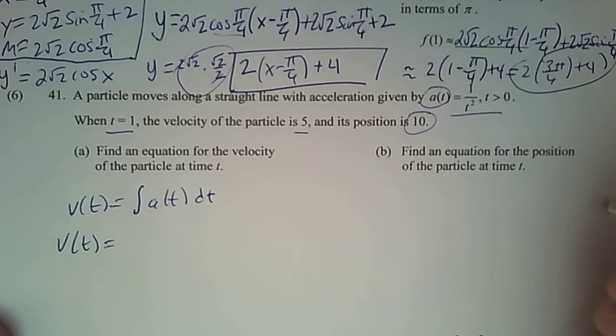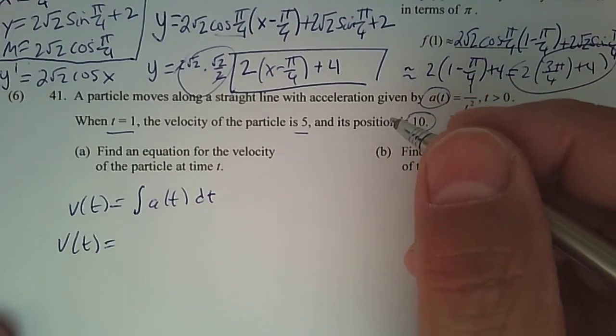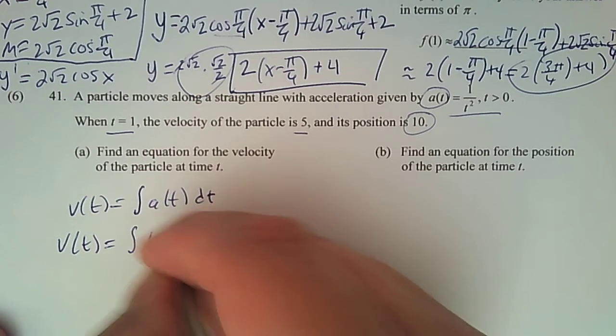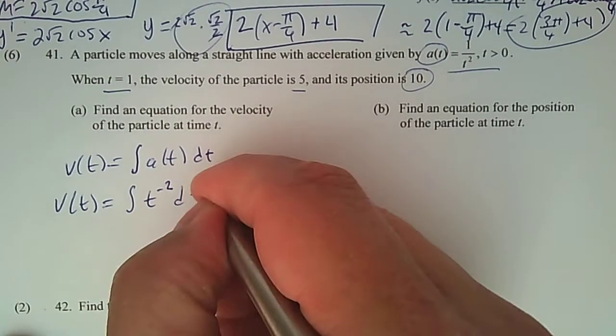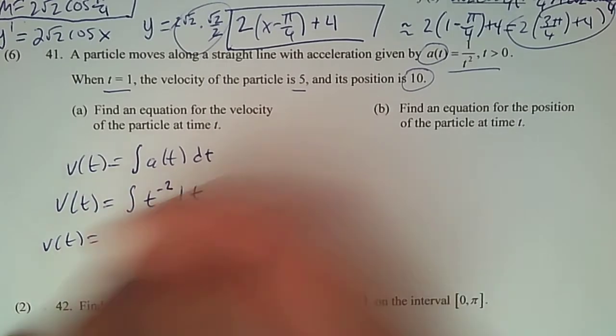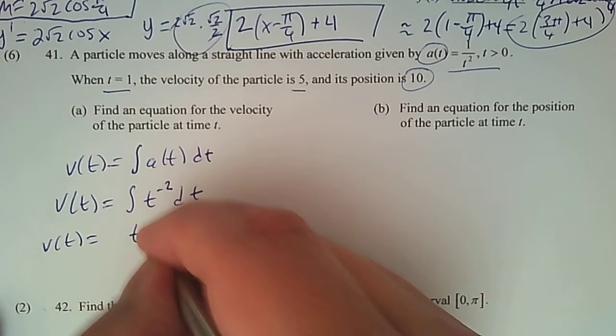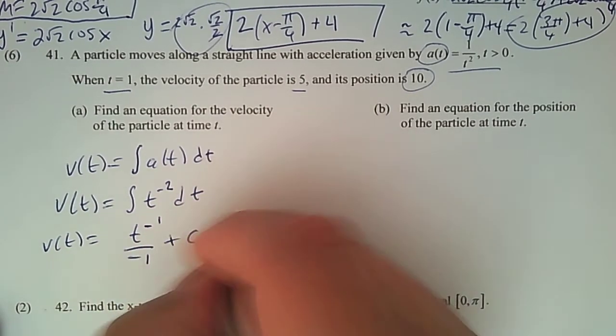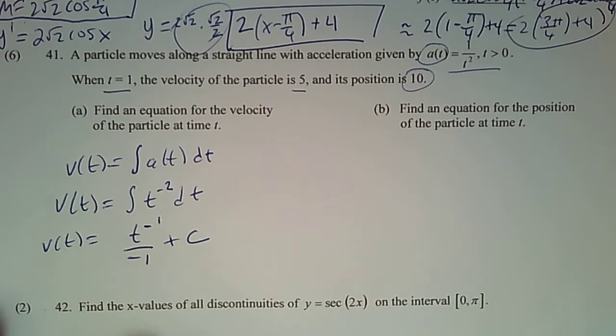So the acceleration is 1 over t squared. So already, I'm not going to write it as 1 over t squared. I'm going to write it as t to the negative 2. And that means the velocity, you add 1 and divide. So add 1 and divide plus c. Now, does it give you information to be able to find out what c equals?